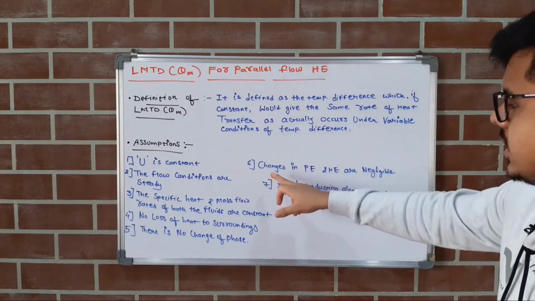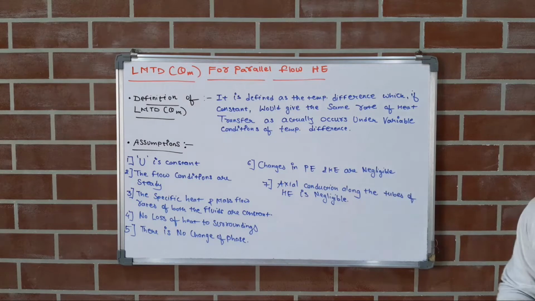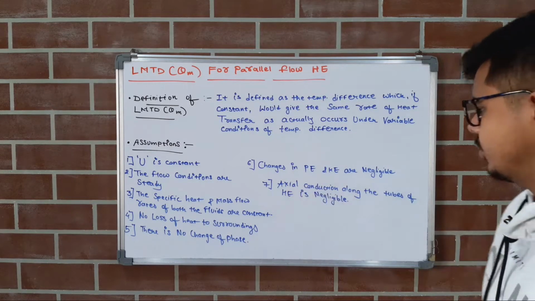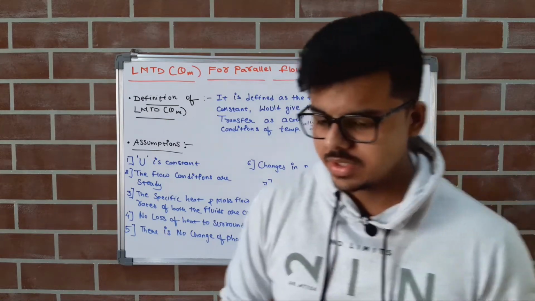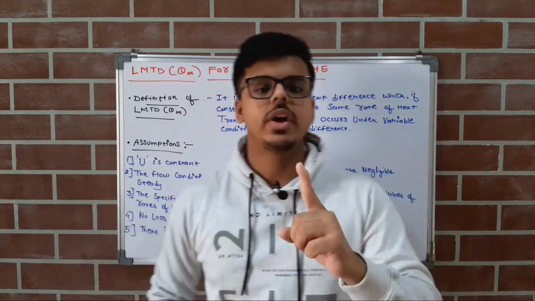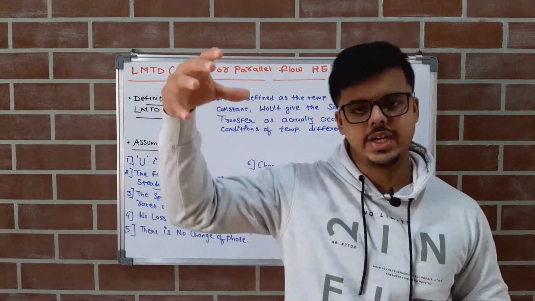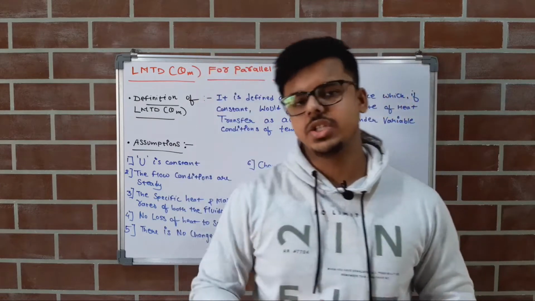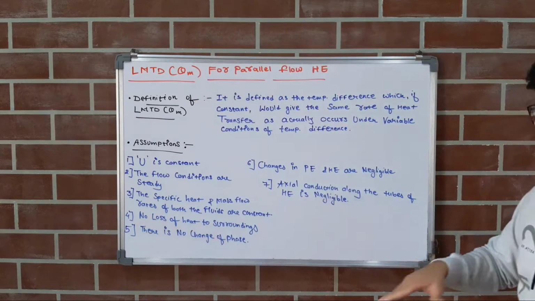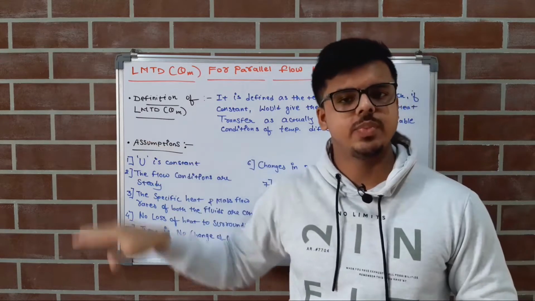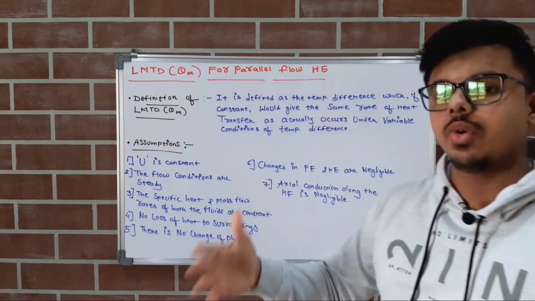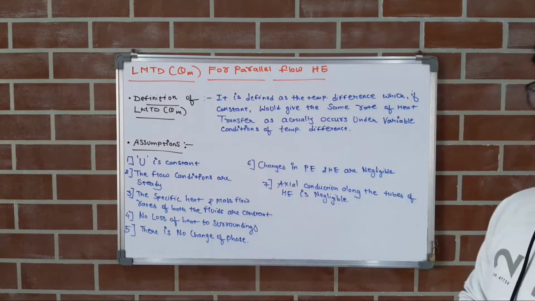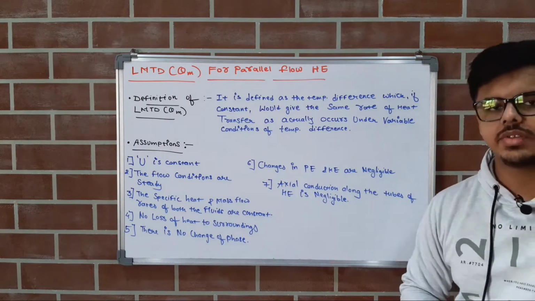The sixth is that changes in potential and kinetic energy are negligible. And the seventh, last assumption is that axial conduction along the tubes of the heat exchanger is negligible. Means indirectly we are considering only one directional heat flow, and that is along the radial direction of the pipes of the heat exchanger, right? In the axial direction of the pipes we have no heat exchange, means we have no conduction, right? So these are the 7 important assumptions, and please try to remember them.